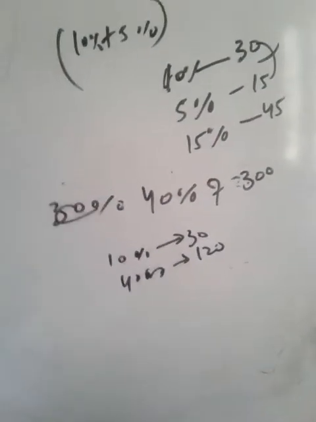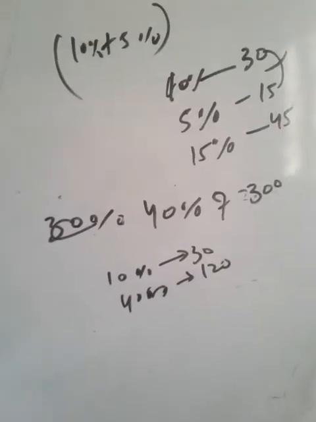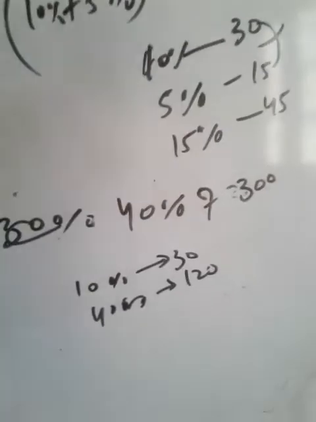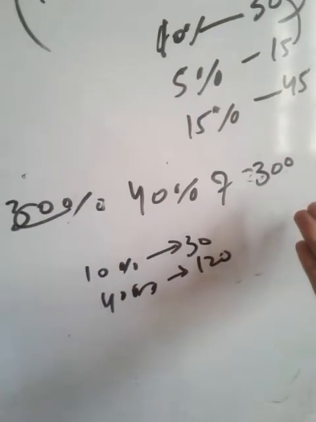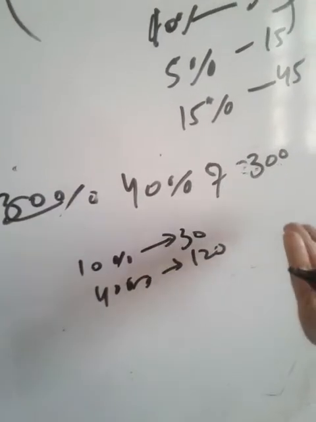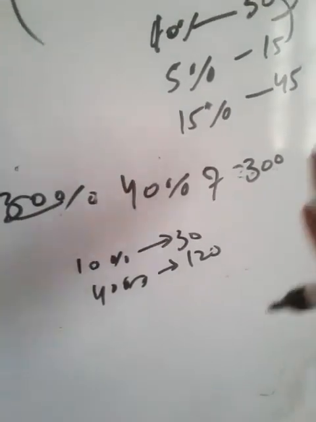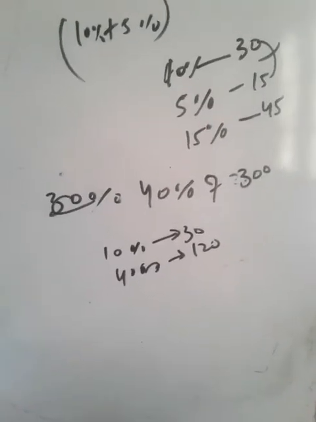Simple. Or you can calculate it mentally. Have a look. 10% is 30, next 10% is 30, that is 60. So if 20% is 60, then 40% is obviously 120. Simple. No need to use pen and paper.